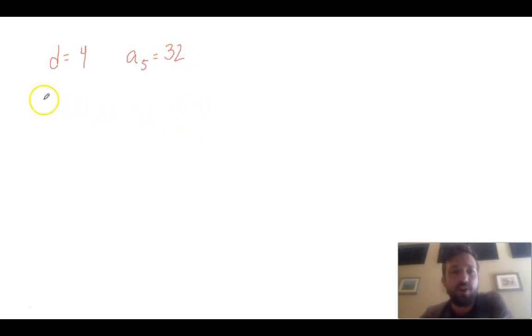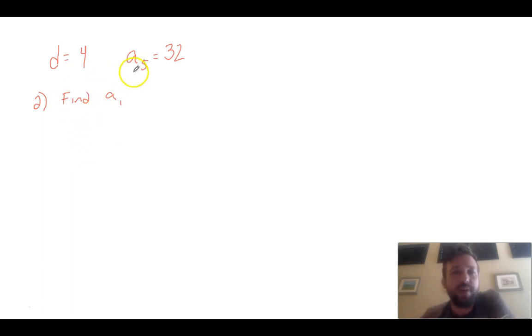Okay, so now the next one I am giving you. I'm not giving you the start of a sequence. I am giving you different things in the sequence. I'm going to say the common difference is 4, and I am going to give you the 5th term, and we're going to say it's 32. The first question I'm going to have is find A1, so the first term.